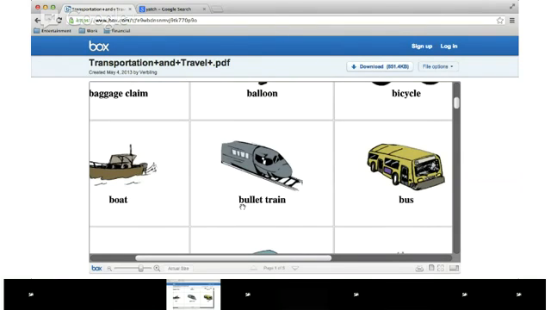Maybe for the speed, because the bullet train goes fast. Yes, the bullet train goes really, really fast. I still don't know how to convert from kilometers per hour to miles per hour, but I've heard they go about 200 miles per hour. So whatever that would be in kilometers. They go really, really fast.